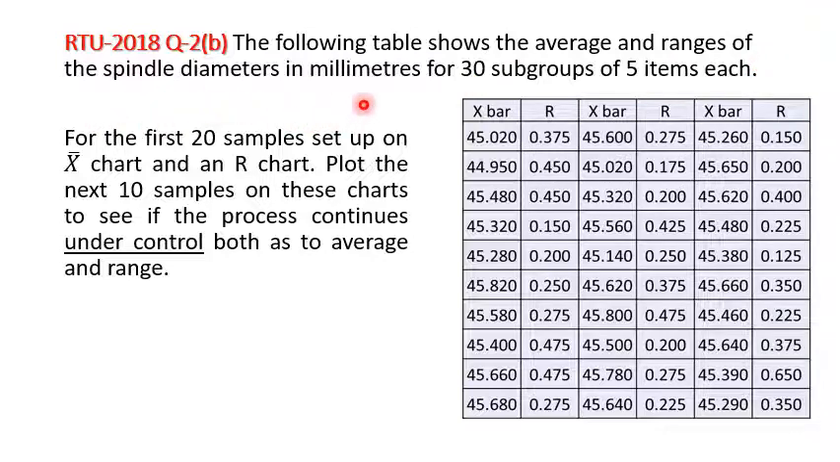spindle diameters in millimeters for 30 subgroups of 5 items each. Okay, this table is given. There are 30 subgroups, 10, 10 and 10, and for the first 20 samples, set up an X bar chart and an R chart. Plot the next 10 samples on this chart to see if the process continues under control, both as to average and range.